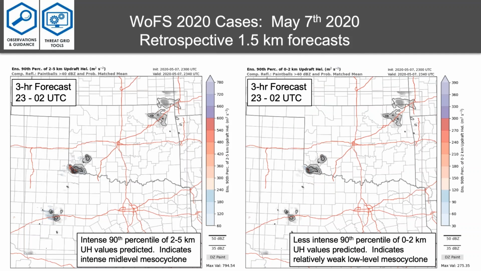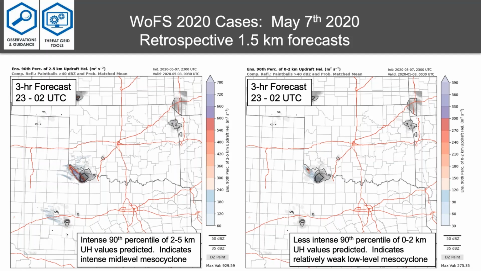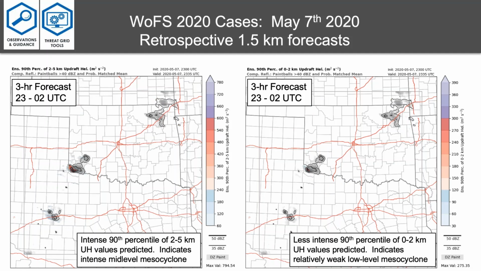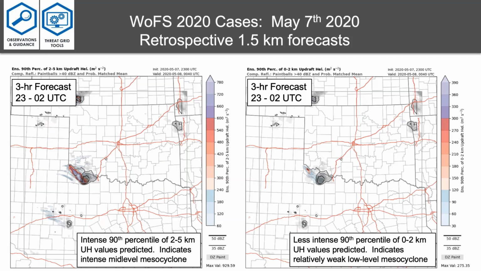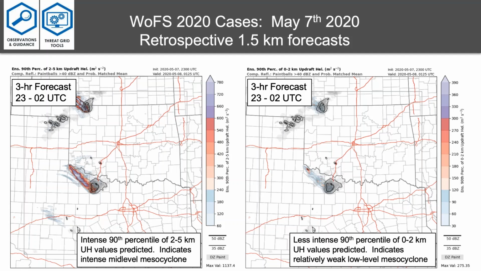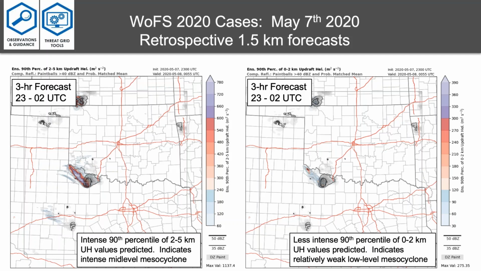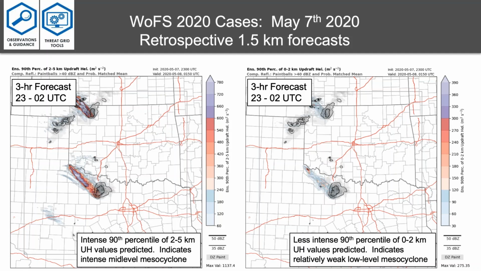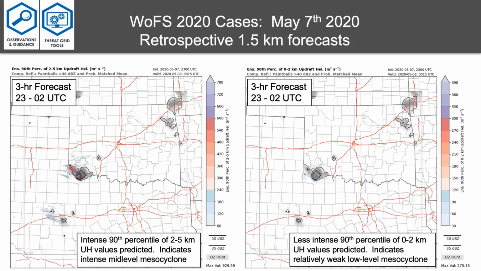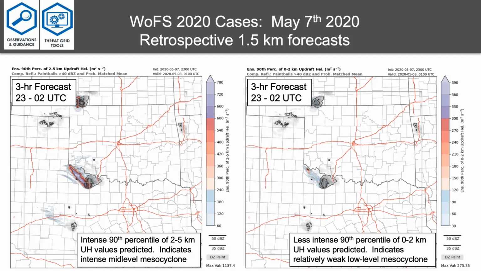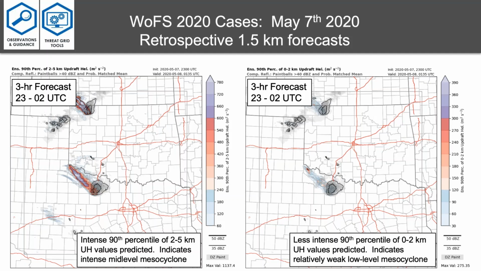So on the next slide, this is now loops from our 1.5 kilometer forecasts. And it shows on the left the 90th percentile, a reasonable worst case scenario from the 2 to 5 kilometer updraft velocity. And then on the right, the 0 to 2 kilometer updraft velocity. So you're looking at basically a representation of the intensity of the mid-level mesocyclone on the left and the low-level mesocyclone on the right. And this is something we really hope is something that we're able to capture at higher resolutions, which is to better discriminate between storm intensity and the likelihood of specific hazards.